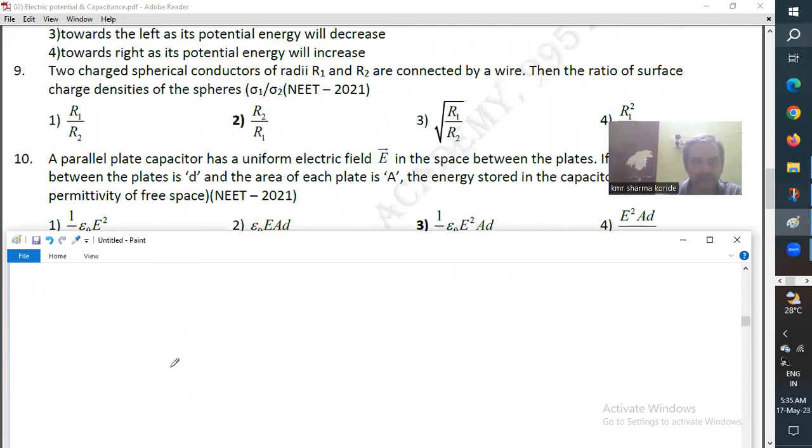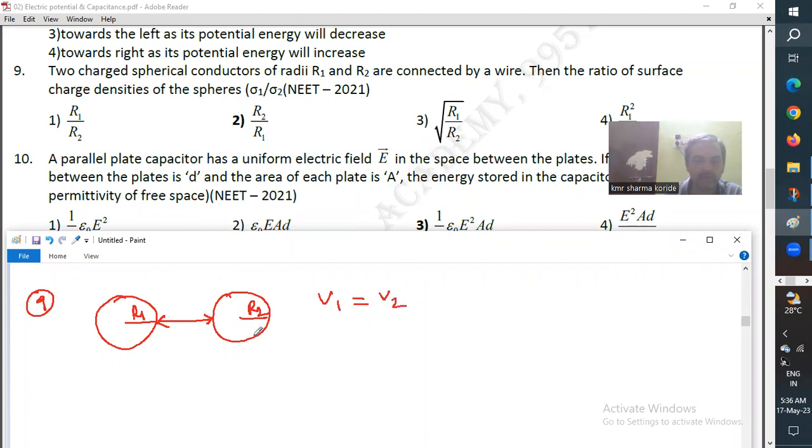Now question number 9. Two charged spherical conductors, one of radius R1 and the other with radius R2, are connected by a wire. Then the ratio of the surface charge densities of the spheres is? As soon as they are connected by a wire, there will be the same potential. There is no potential difference, which means they maintain the same potential. So potential difference is 0. Remember, it doesn't mean that V1 is 0 and V2 is 0. V1 and V2 separately exist.